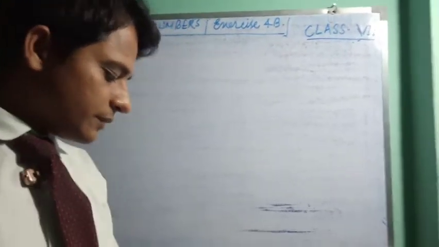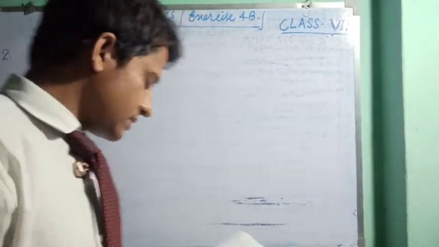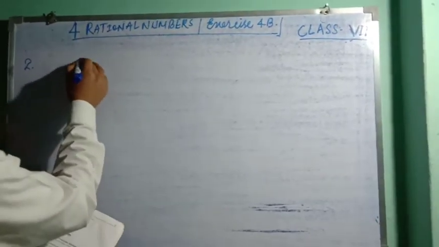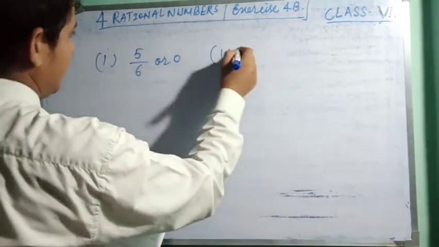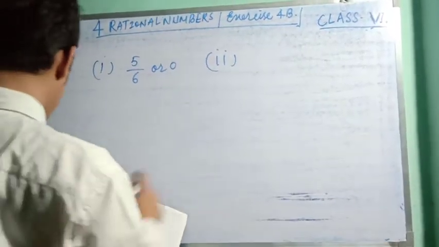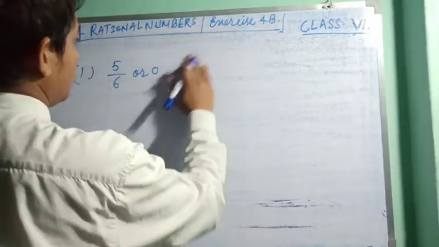Now friends, here is the next question. Which of the following rational numbers is greater in each of the following pairs? Here are the sub-questions. First, 5 by 6 or 0. And another question, suppose question number third.